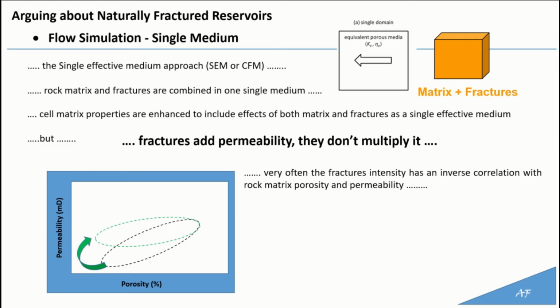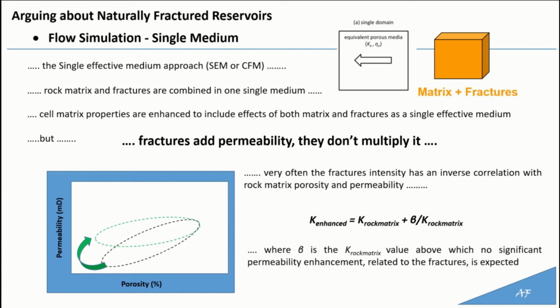So the permeability enhancement has to be added to rock matrix permeability and can be considered qualitatively as inversely proportional to the rock matrix permeability. So the kind of expected function to be tuned case by case is the following one, where beta is the permeability of the rock matrix value above which no significant permeability enhancement related to the fracture is expected.